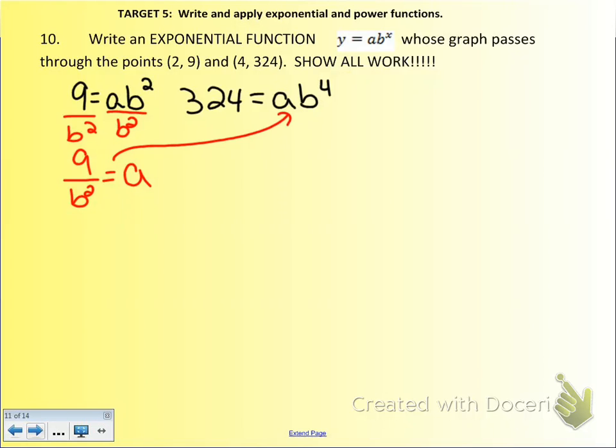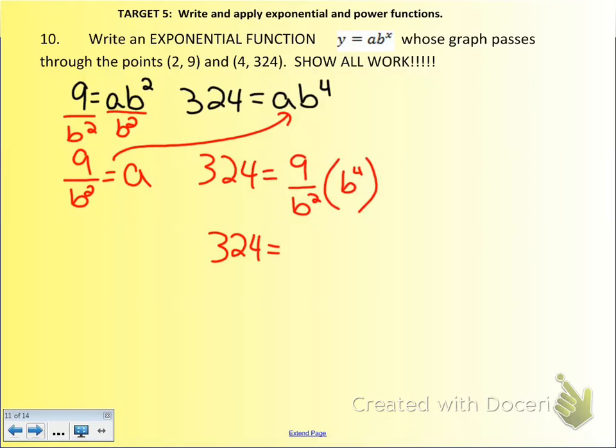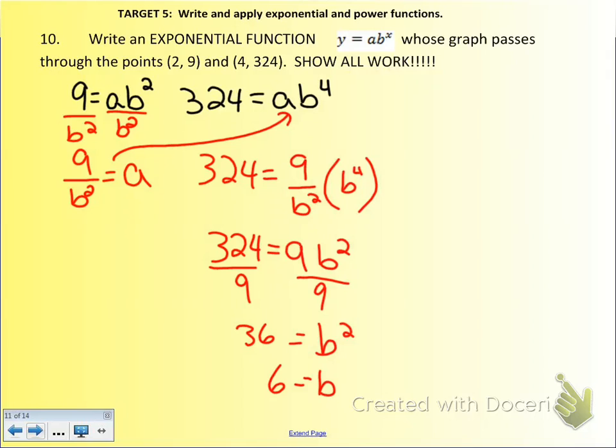Plugging that into the a in our other equation, we're going to get 324 equals 9 over b squared times b to the 4th. The b's cancel out, so we're just left with 9b squared. Divide both sides by 9, and you get b squared equals 36. So we get b equals 6.